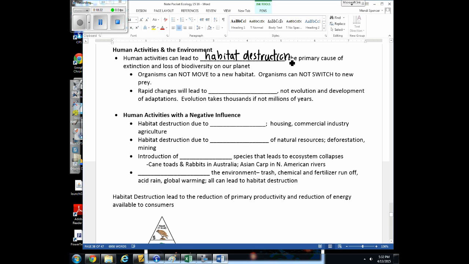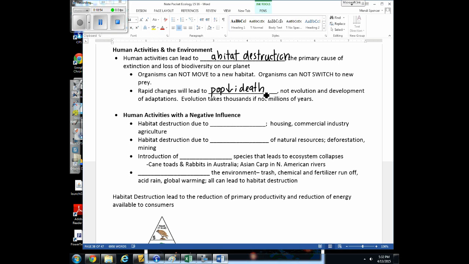And remember, whenever habitats are destroyed, organisms can't just move to a new habitat, or switch to a new food source. Also, we talked about in the evolution unit that if there is a drastic change to the environment, that's going to lead to population decline, or death. It can possibly lead to extinction of a population. In order for evolution to occur, those changes in the environment have to be very gradual, because evolution takes time.